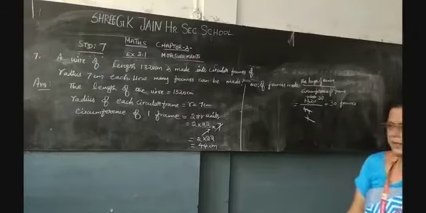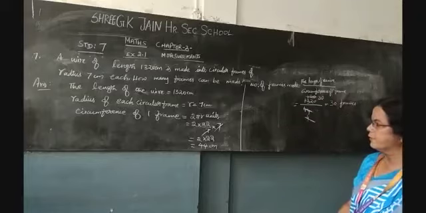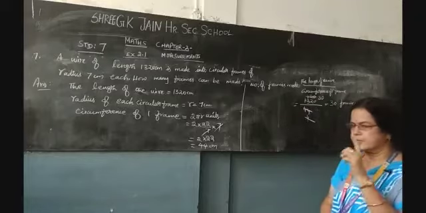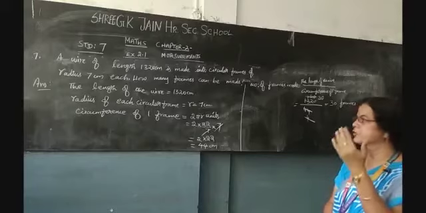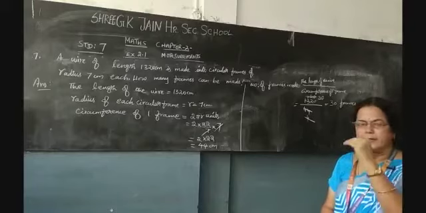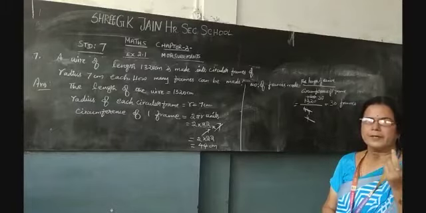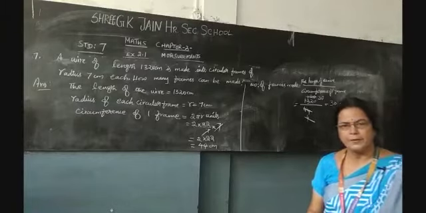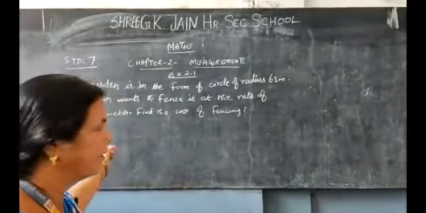Okay, children, are you able to understand how to find out the number of frames made? You have to find out the circumference of one frame. From that, you can use what is given in the question. The length of the wire is given. That divided by the circumference of one frame gives the number of frames that we made. Okay. Next sum, we are going to do the 8th question.